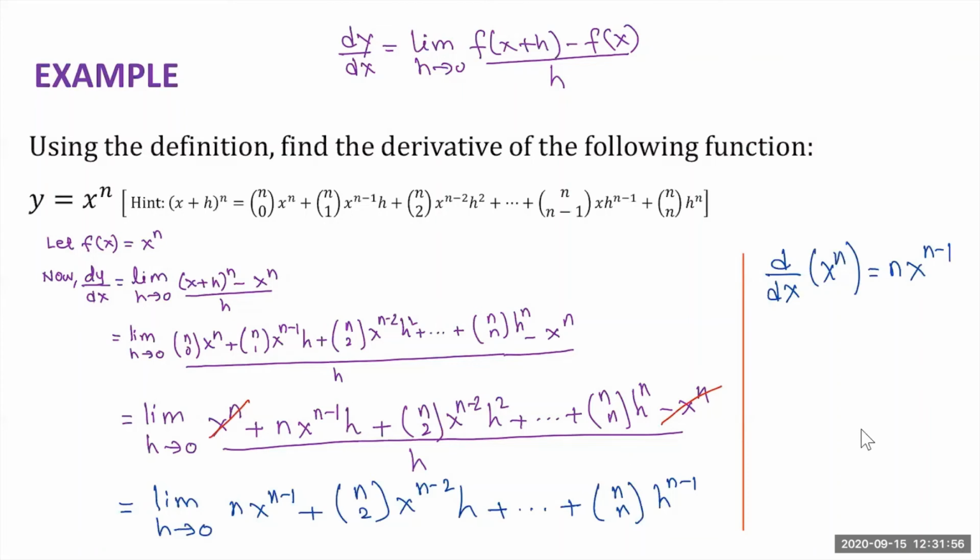So that is the derivative of x to the n. The derivative with respect to x of x to the n is equal to n multiplied by x to the n minus 1. The result that we obtain here is a very important formula in calculus, and this is called the power rule. So we use the definition of derivative to derive the power rule. Please highlight this. This is very, very important, and we'll be using this in all upcoming sections.